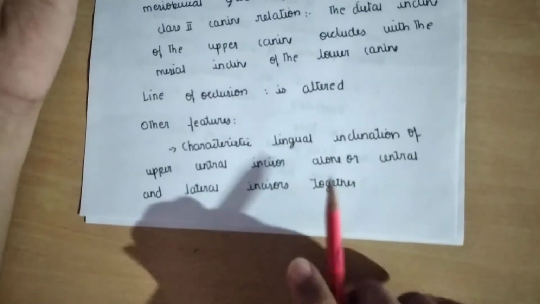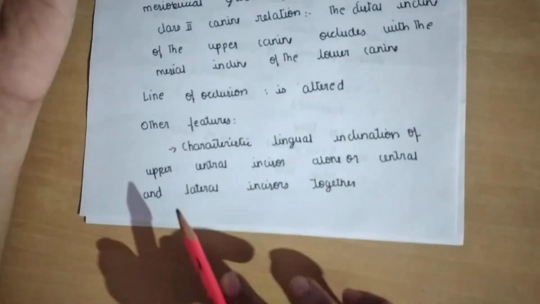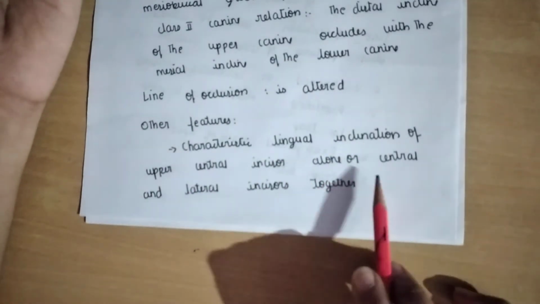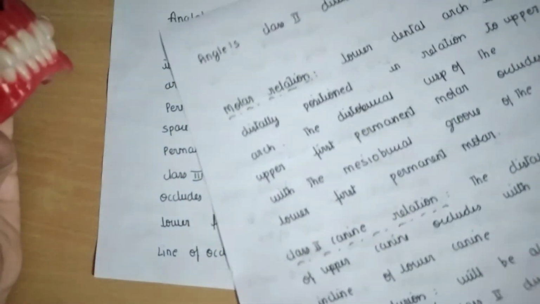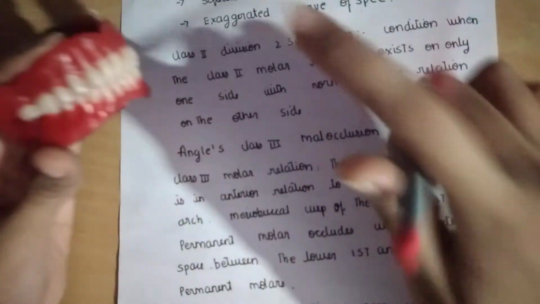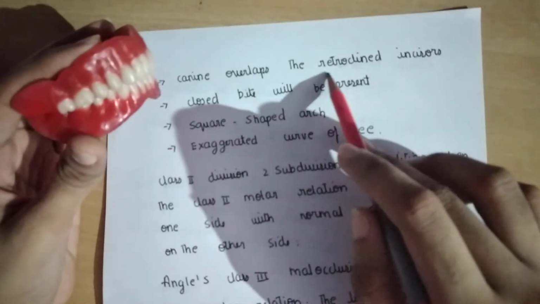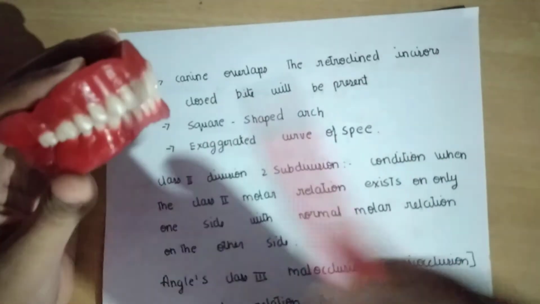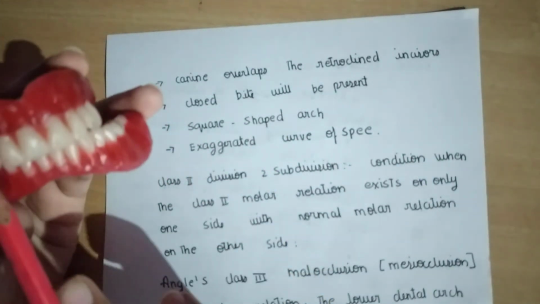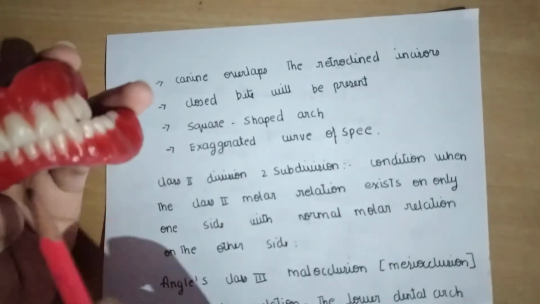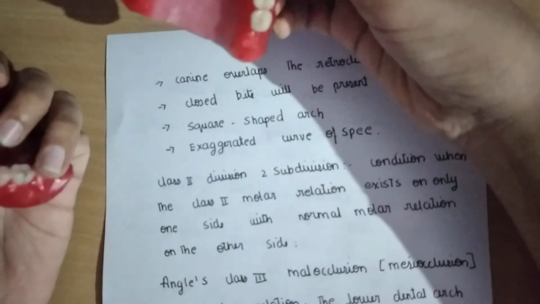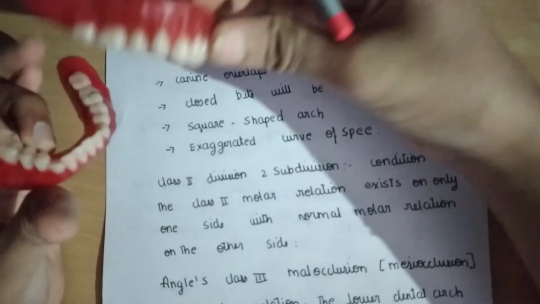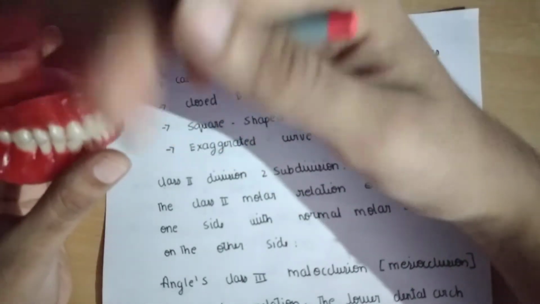What are the other features? The characteristic lingual inclination of the upper central incisor alone or the central and lateral incisor together, which is more lingually placed. And also the canine overlaps the retroclined incisor. So the incisor is retroclined, and this canine will overlap the retroclined incisor, and a closed bite will be present. The bite will be like this, a closed bite, and the arch will be a square shaped arch with an exaggerated curve of Spee. So the curve of Spee is more exaggerated.